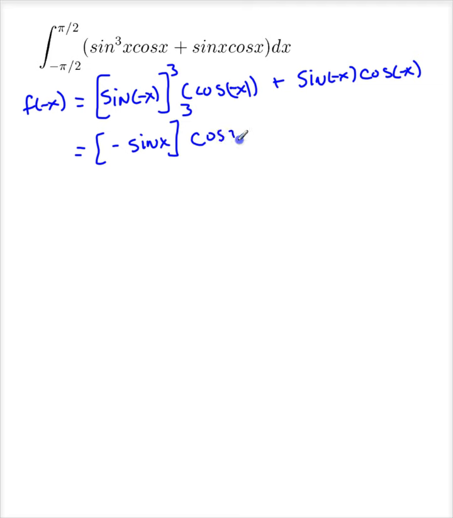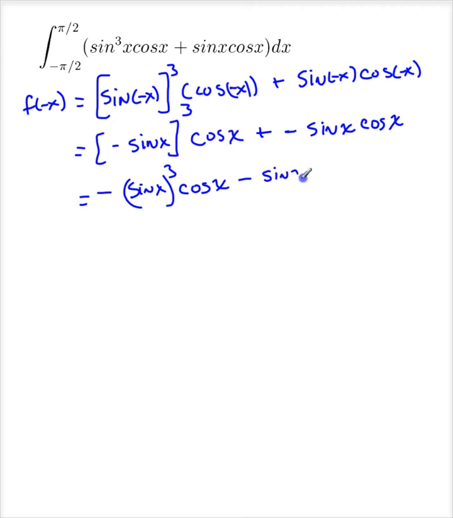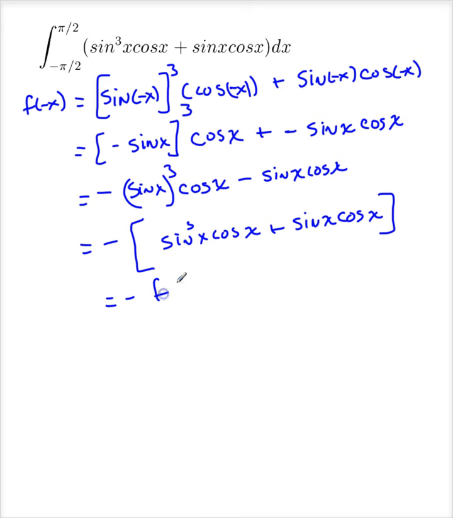Cosine of negative x is just cosine of x, because cosine is even. Now, sine of negative x is going to be minus sine of x. Cosine negative x is cosine of x. So when I cube this, I'm going to get a negative sign. So I'm going to get a negative sine of x cubed cosine of x minus sine of x cosine of x. So this is minus sine cubed x cosine x plus sine x cosine x. So this entire function is indeed odd, and so this integral reduces to 0.